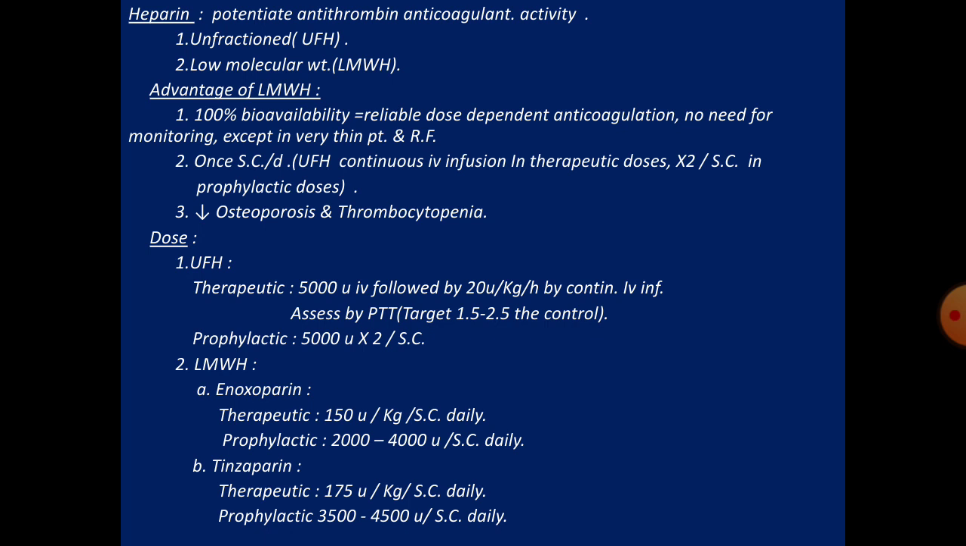For low molecular weight heparin, we have more than one type, although the most commonly used is enoxaparin. The enoxaparin dose is 150 units per kg subcutaneous daily as treatment, and as prophylaxis it is given 2,000 to 4,000 units subcutaneously daily. Tinzaparin: the therapeutic dose is 175 units per kg subcutaneous daily, and the prophylactic dose is 3,500 to 4,500 units subcutaneous daily.